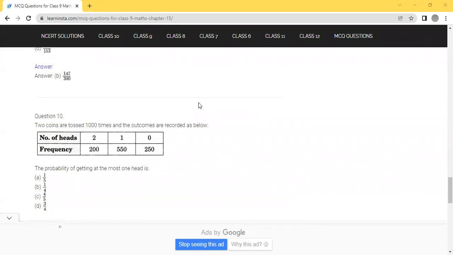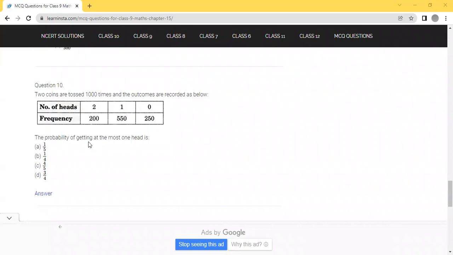Yes, Aryan, read the question. A die is thrown. No, beta. Two coins are tossed 1,000 times, and the outcomes are recorded as below. Number of heads 2, frequency 200. Number of heads 1, frequency 550. Number of heads 0, frequency 250. Find the probability of getting at most one head. Aryan, can you explain the word at most? We had discussed it yesterday also. What do you mean by at most? Ma'am, at most means the maximum. We want the maximum head to be one time. It can be less than one also. So what will you add in that? We will add 550 plus 250. Yes, what is the answer? 800. Yes, ma'am, 800 over 1,000. Answer is? Ma'am, 4 over 5. Yes, exactly. It's 4 over 5.